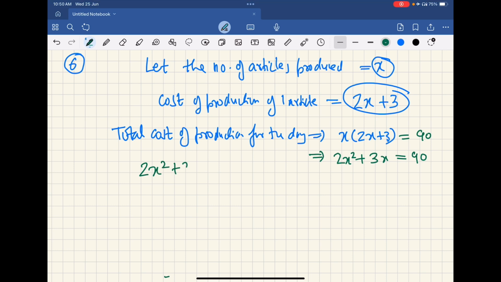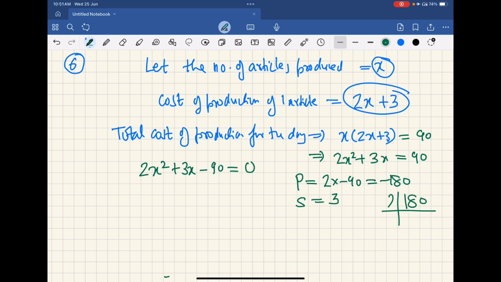So 2x square plus 3x, 90 comes to this side, becomes minus 90, which is equal to 0. Okay students, now what will happen? So अब मुझे क्या करना है, मुझे चाहिए प्रोडक्ट. Product is 2 times minus 90, which is minus 180, and sum is the coefficient of x, which is 3. So now let us do this.